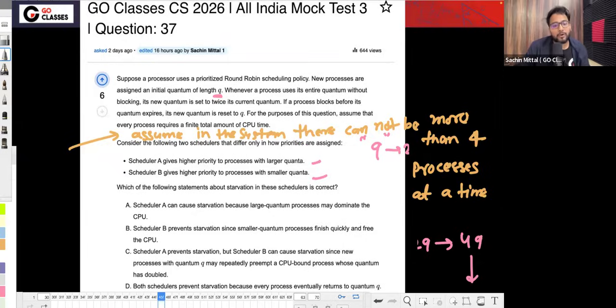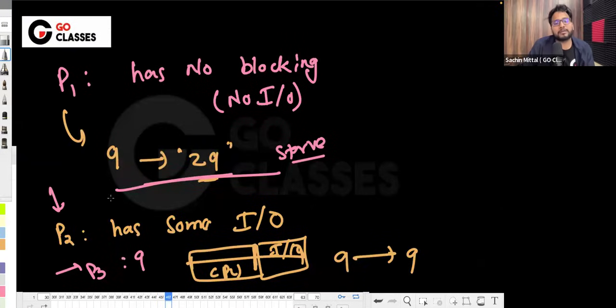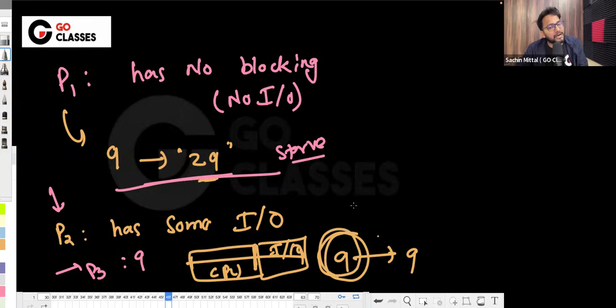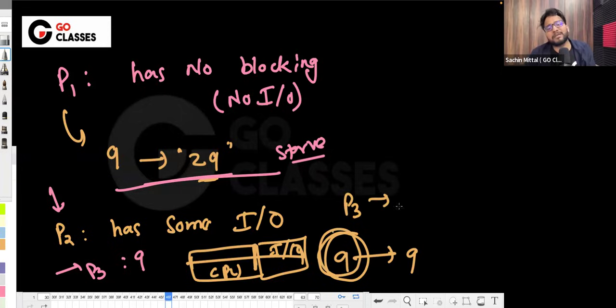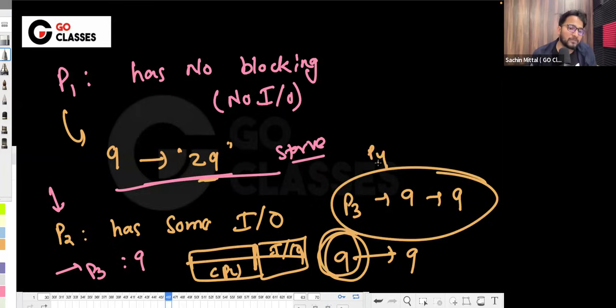Why is that the case? Because for B I'm not saying that processes should keep on coming. It is possible that the processes which are coming are IO bound. In that case, the quanta will remain Q only, and with the Q quanta they will get prioritized, and then ultimately they will be finished, right? And then P3 is coming, and its behavior is similar to P2, its quanta always remaining Q only, and it will get finished, and then P4 is coming. So basically the processes might be finishing with the same quanta Q, and P1 is never getting a chance, right?